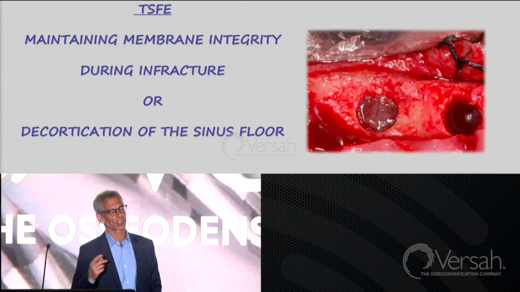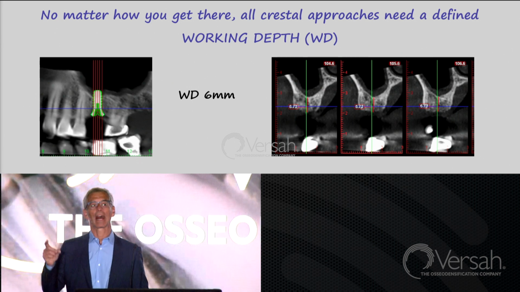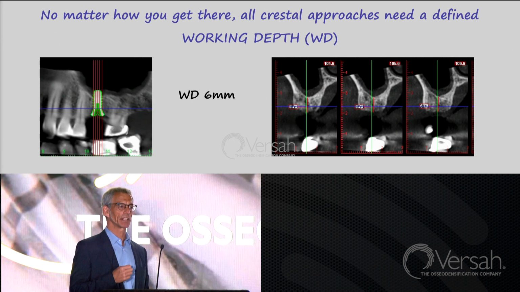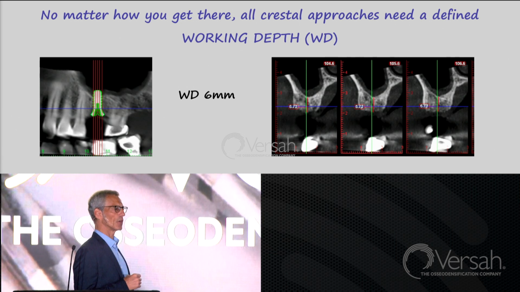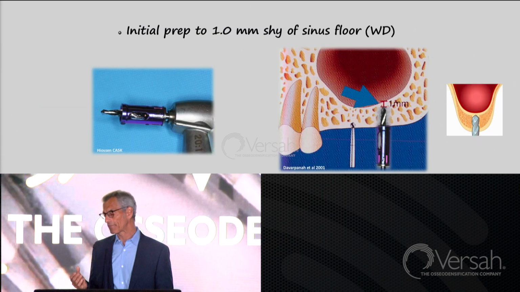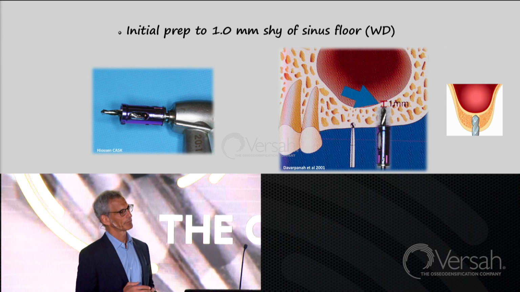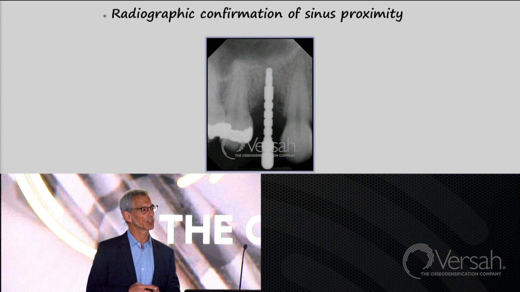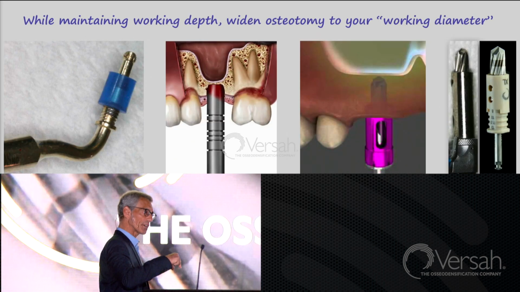Let's now access the sinus membrane. I don't care how you get there, you need a working depth, and that working depth will be 1 millimeter shy of your sinus floor. I have found the easiest way to get there is a 2 millimeter twist drill with a stop. Radiographic confirmation is always a good idea. Now you have your working depth.